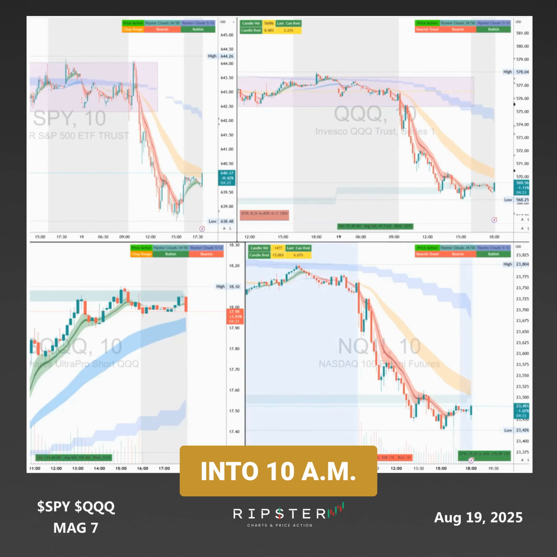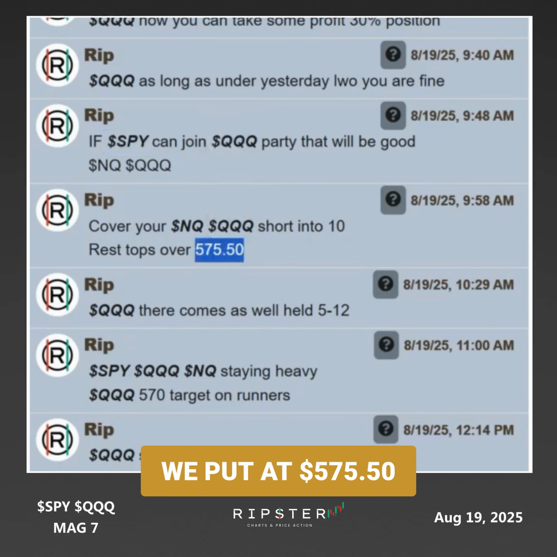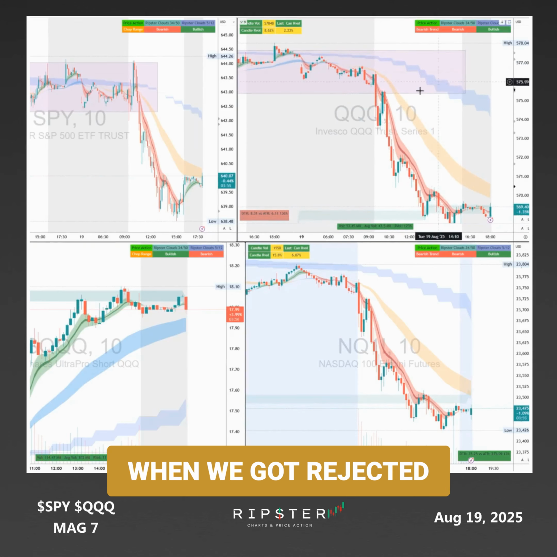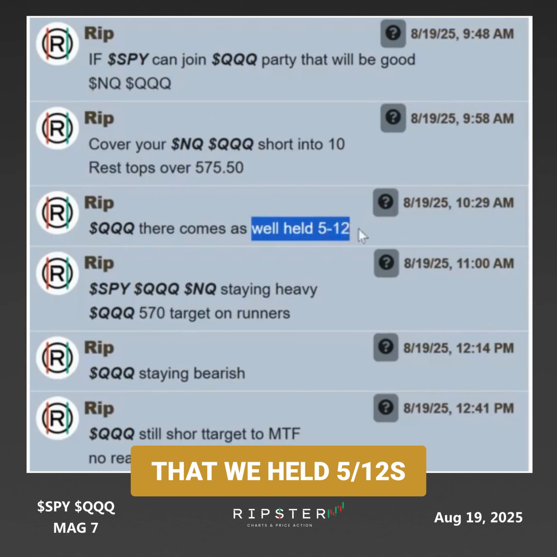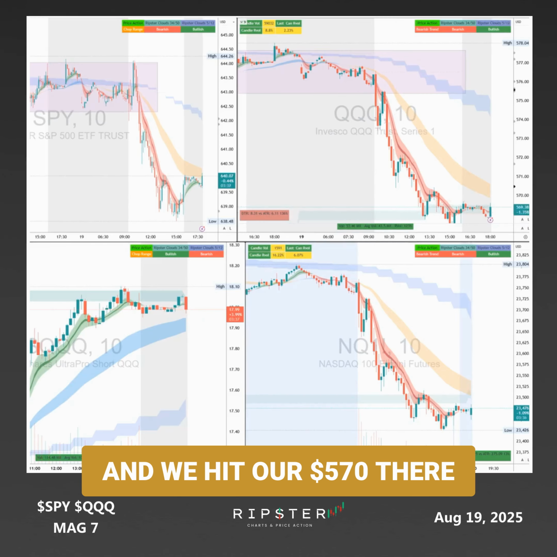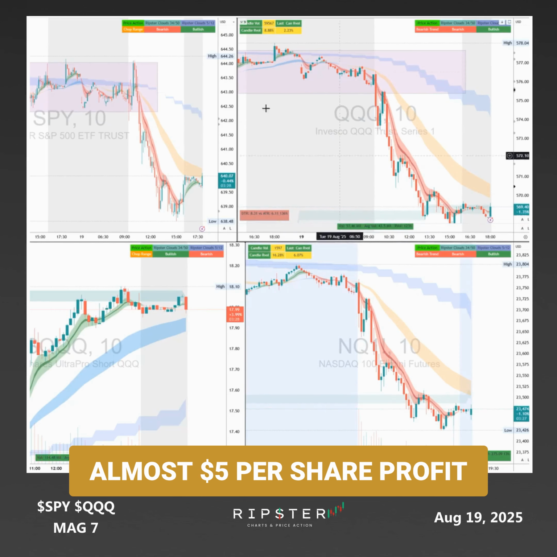And as we flushed into 10 AM, we covered our shorts into 10 AM. Then rest stops we put at 575.50. So right here on the top, 575.50 or this 512 clouds. Never pushed over that. When we got rejected right here, I told the traders that we held 512. So hold your shorts. They're still heavy. 570, I gave the next target and we hit our 570 there. QQQ stayed bearish and we hit our MTF target from the top fade, almost $5 per share profit.